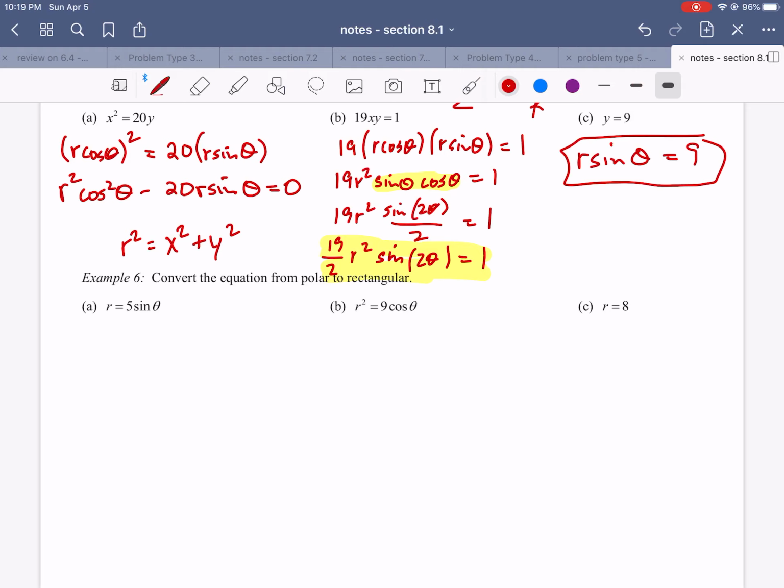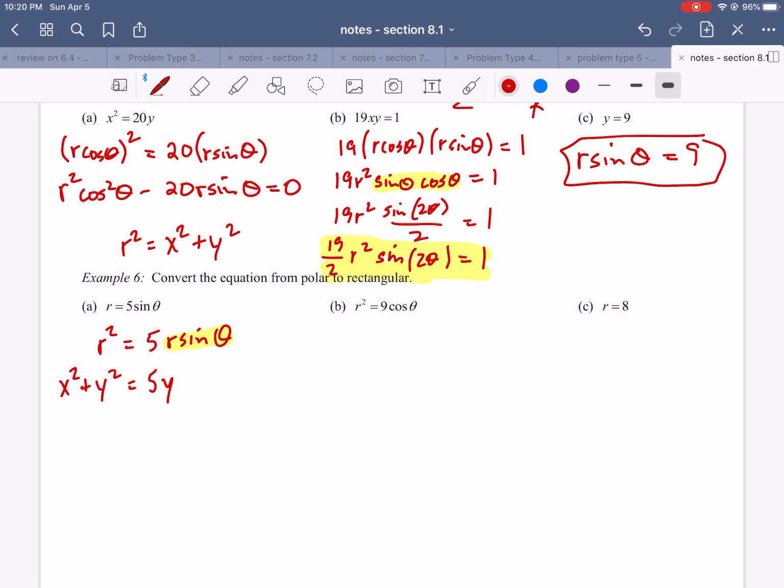Well, we just multiply both sides by r. So multiply the left-hand side by r, you get r squared. Multiply the right-hand side by r, and you get 5r sine theta. And so now what do I know? I know that r sine of theta is y, and so this is going to be 5y. And what do I know about r squared? I know that it's x squared plus y squared.